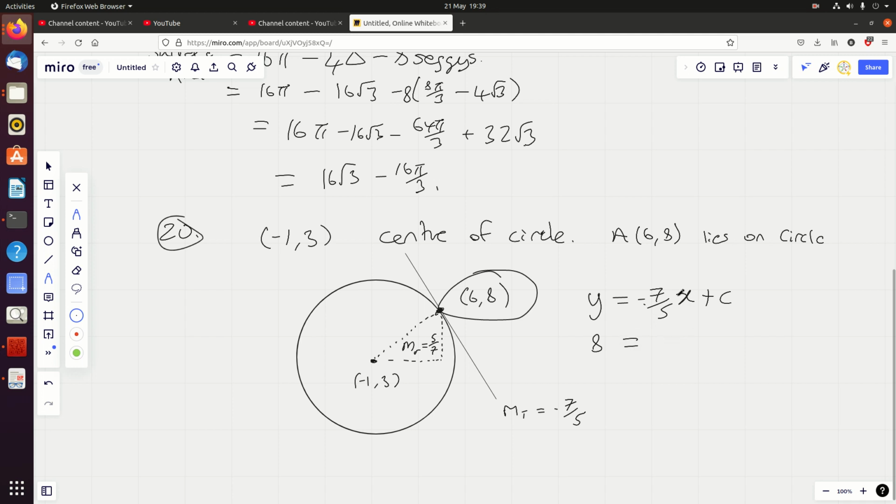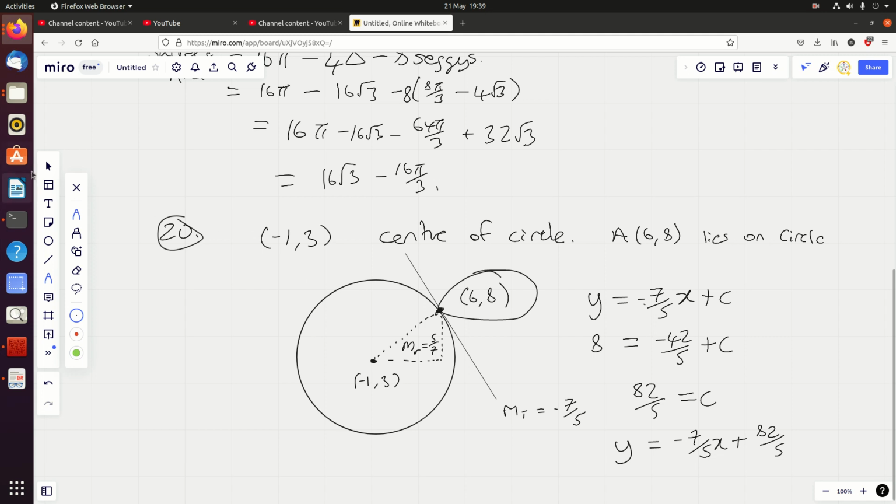So 8 is 6 times minus 7, that's minus 42 over 5 plus c. So that's actually like 8.4, isn't it? And if you add it onto there, it's going to be 16.4. Or if you prefer, this is 40 over 5. Add on 42 over 5, you're going to get 82 over 5 for your c. And now we can say y equals minus 7/5 x plus 82 over 5.